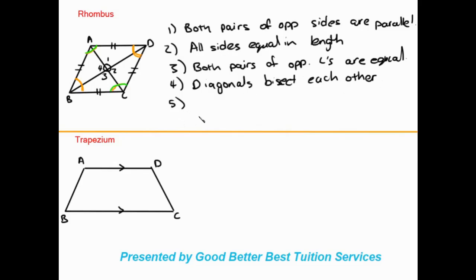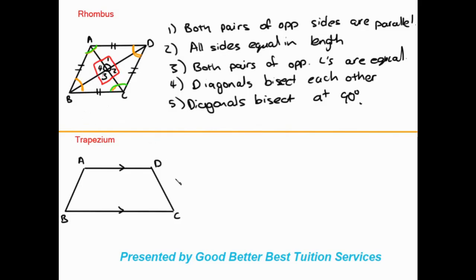Property number 5 is, once again, diagonals bisect at 90 degrees. So same like the square, in this case both these diagonals are bisecting and forming 90-degree angles in the middle here. So angle 1, 2, 3 and 4 are all equal to 90 degrees.